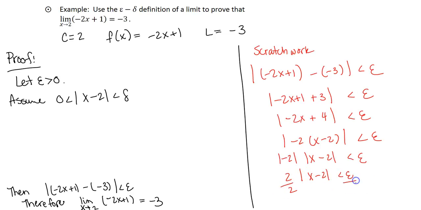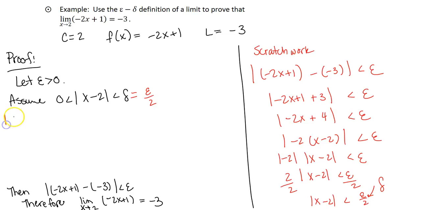So if I divide by 2, I get that the absolute value of x minus 2 is less than epsilon over 2. And we're going to let that be our delta. We're choosing that to be our delta. So I'm going to write that here. Delta is epsilon over 2. So now we fill in the middle.